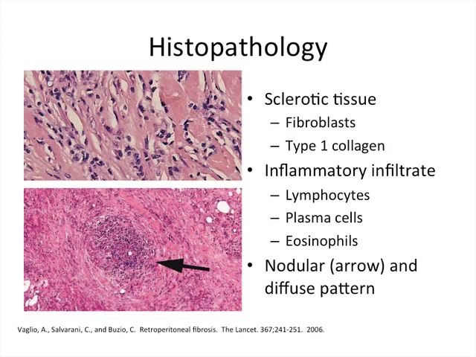This upper image demonstrates the dense kind of collagen deposition that occurs, and the lower image demonstrates the inflammatory infiltrate that presents in a nodular and diffuse pattern on microscopy. And probably from the urologist's perspective, the most interesting thing to see on the path report would be "not cancer," rather than all the other things listed here.